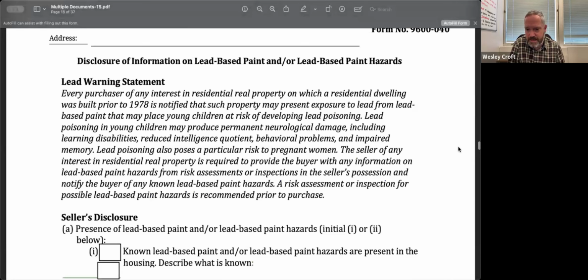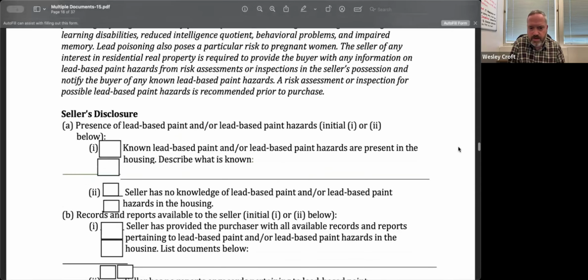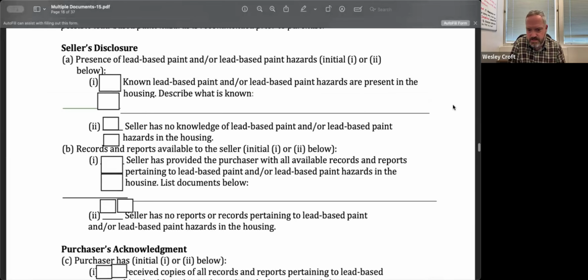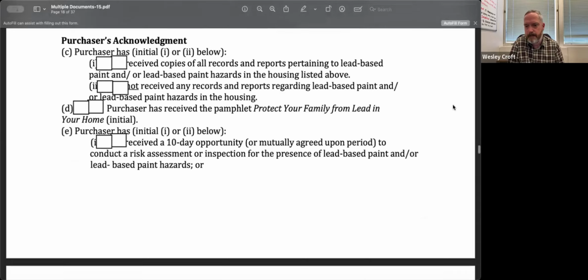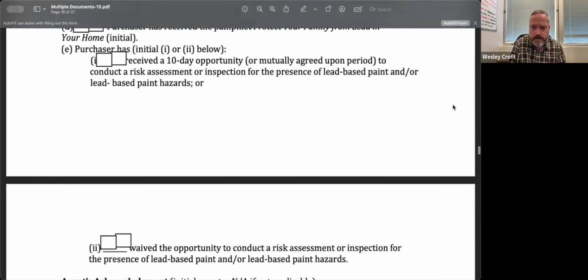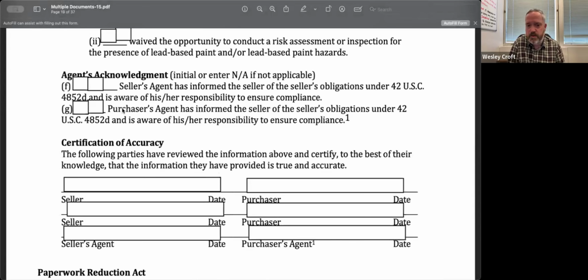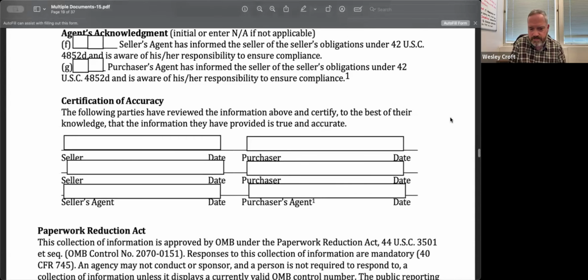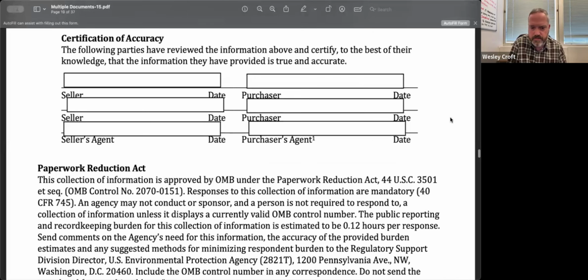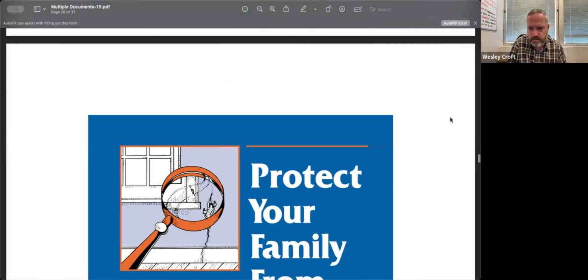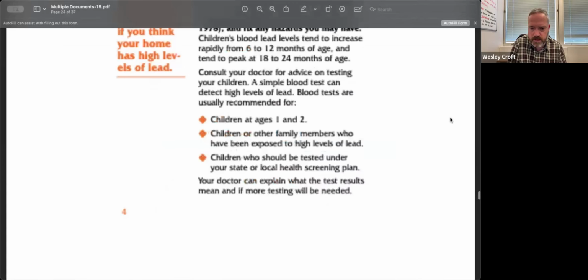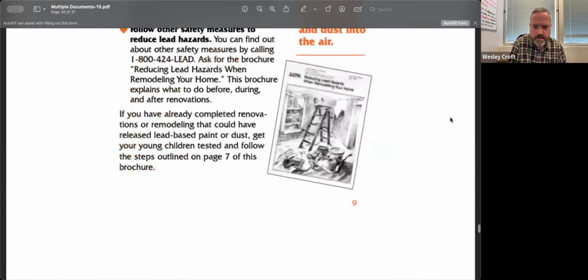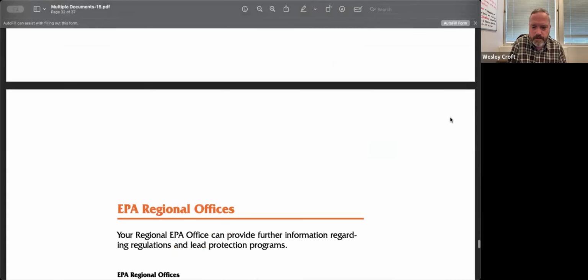Then I've got a lead-based paint form. The seller will have signed or initialed right here where it's got seller's disclosure, and then purchaser's acknowledgement is where your buyer will initial. And agent's acknowledgement, you are the purchaser's agent. You will have to initial there, and then everyone will have to sign on the bottom of the second page. I also put the EPA pamphlet in here, which we'll scroll through very quickly. I just wanted it in there so you could see it, and it would remind you to make sure that you give it to your buyer.